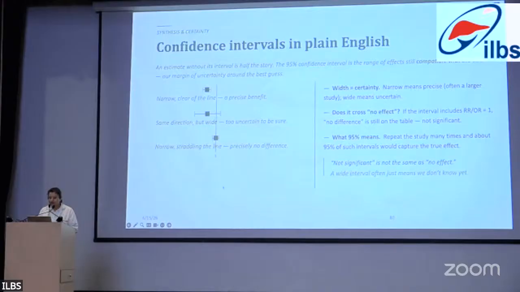Whether it crosses the line of no effect is important, because that means no difference is still on the table, and the result is non-significant. And 95% means that if you repeat the study many times, about 95% of such intervals would capture the true effect.